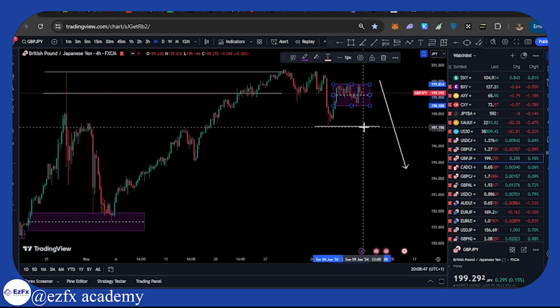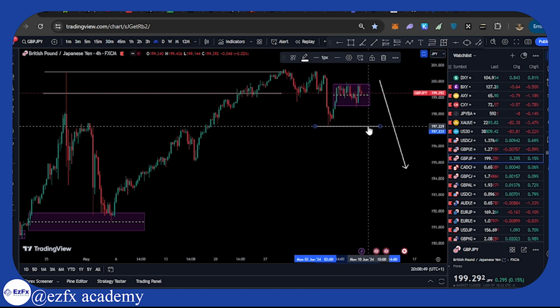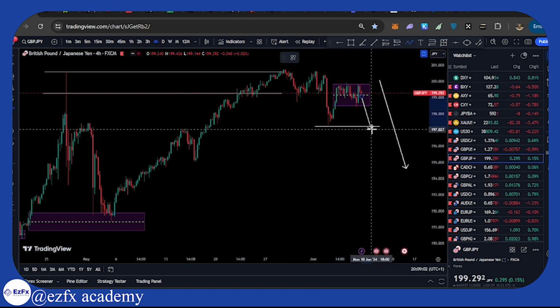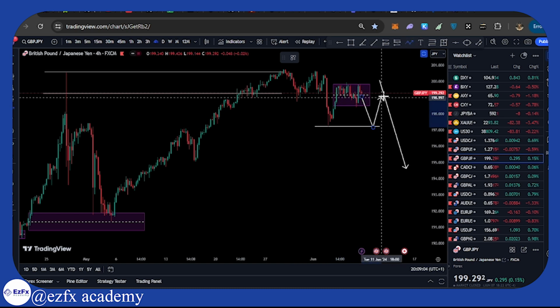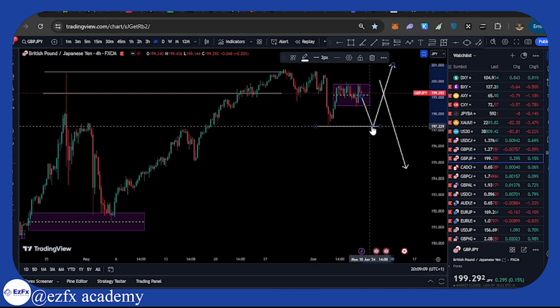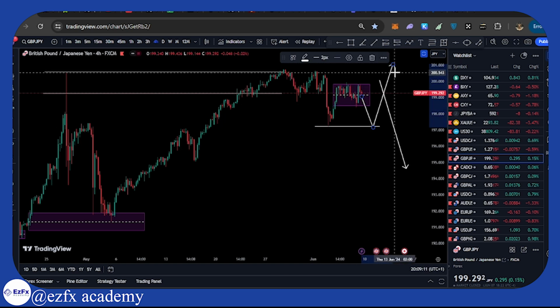Now I'll just add this as a disclaimer. If I do not get to see price break below this low, around 197.231, then I'll be watchful, and I might change to GBP JPY continuing bullish. I'll be cautious, because it means there's every possibility that we'll see price make a double bottom here, and then continue towards the upside for a bullish move. So that's what I'll be expecting on GBP JPY.